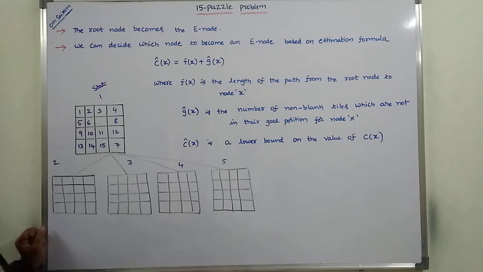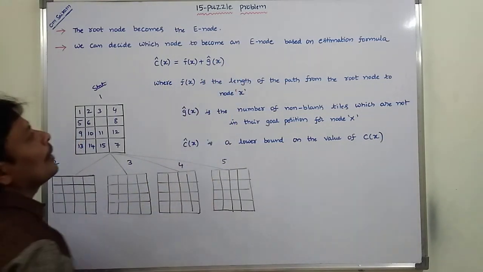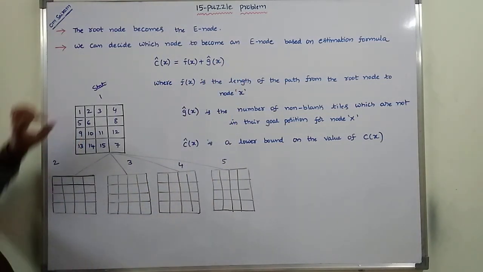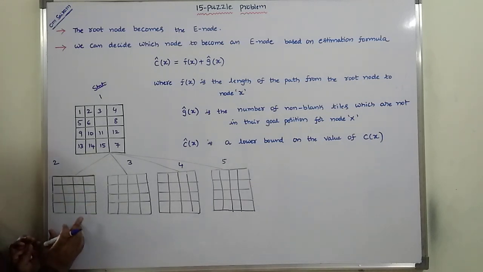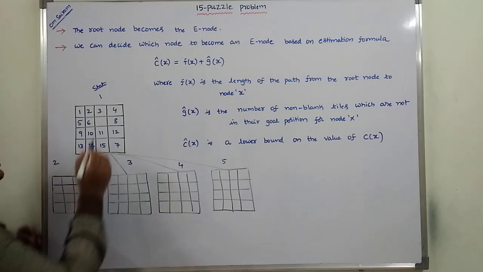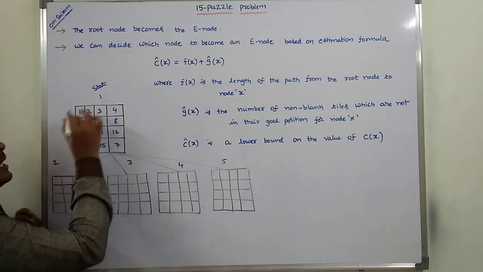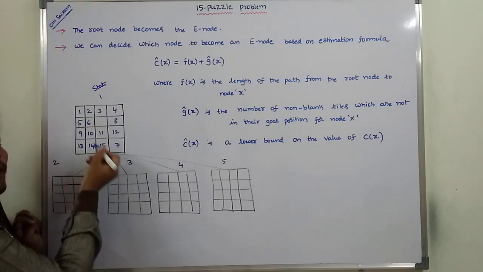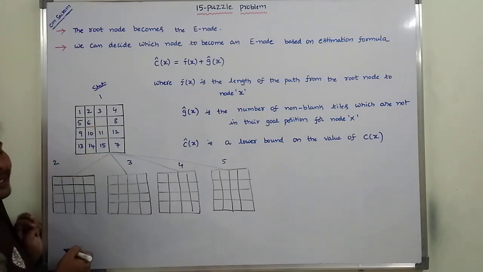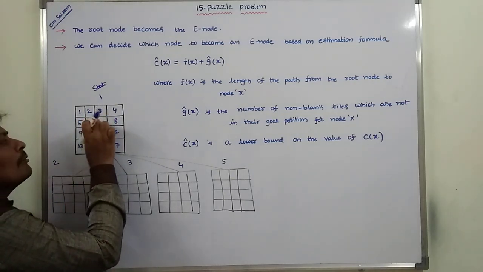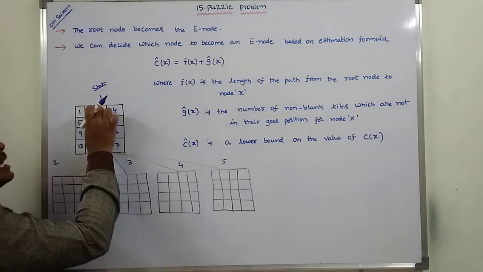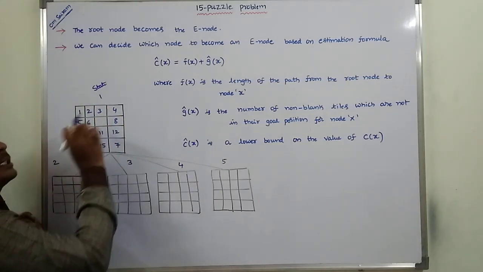Okay, next one. C cap of x is equal to f of x plus g cap of x. Before going to this formula, how are we calculating the cost? First, what are the next nodes? How are they created? So this is the root node. This node becomes the E node. Next, what are the possible arrangements? So now, first one, tile 3 can be moved down.